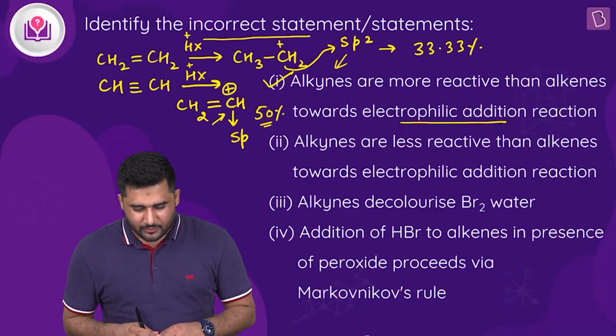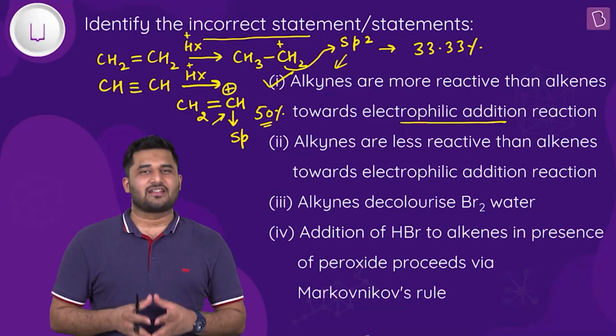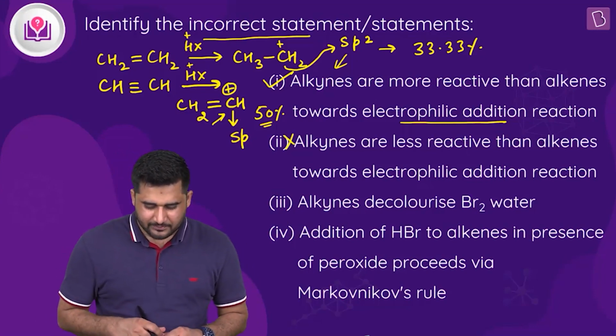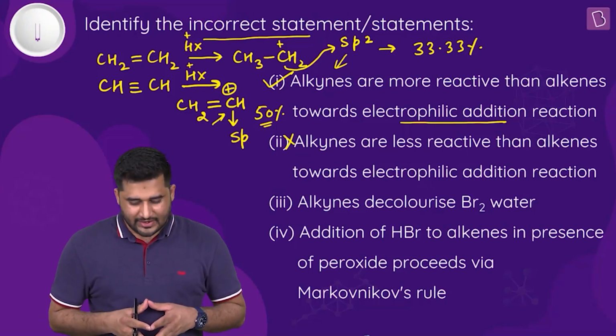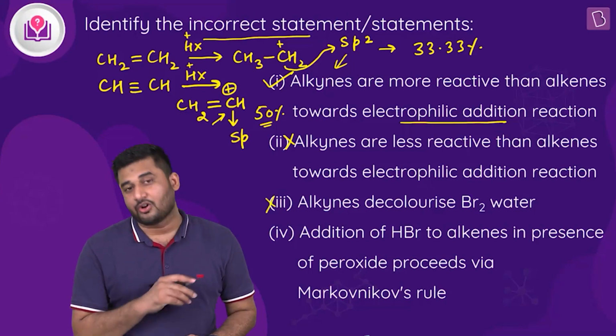Moving to the next option, which says alkynes are less reactive than alkenes towards electrophilic addition reaction. Absolutely correct. Just now we discussed it, so this cannot be the answer. Moving to statement 3, it says alkynes decolorize bromine water. This is absolutely correct, so it cannot be the answer.